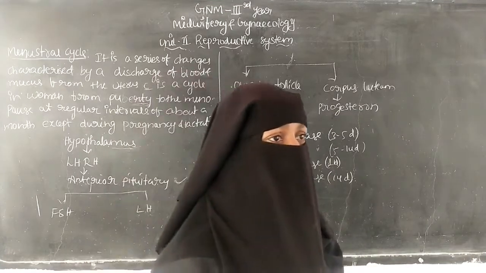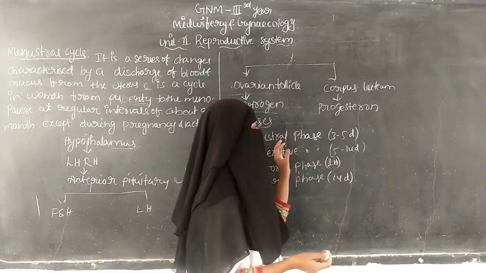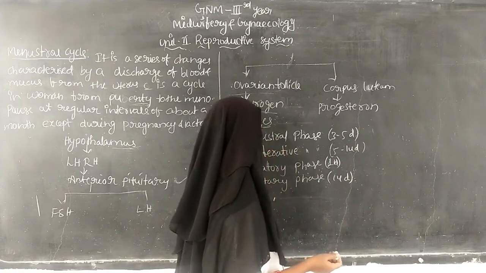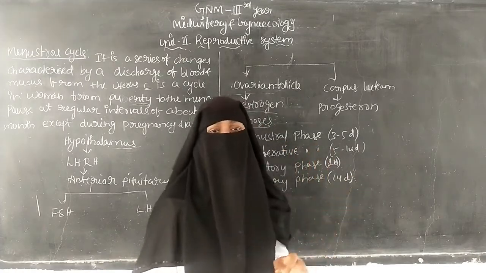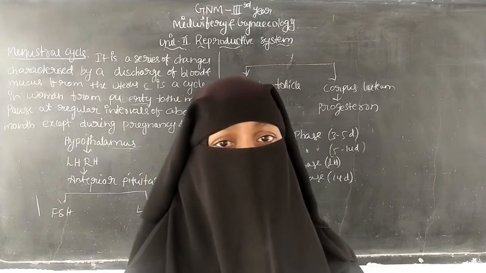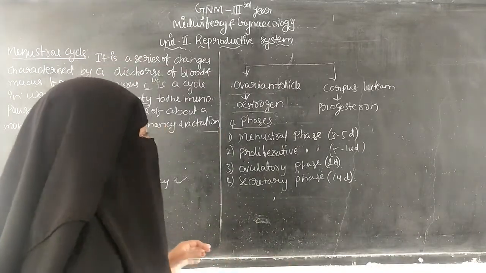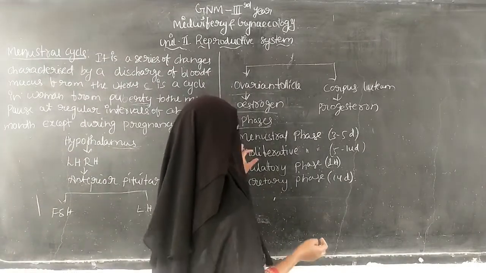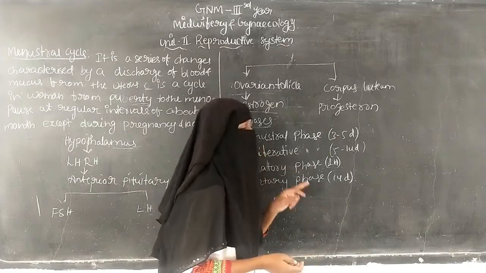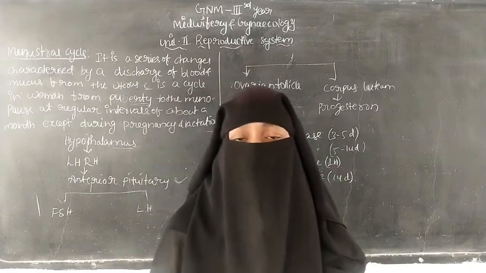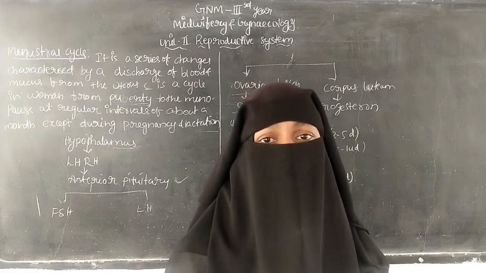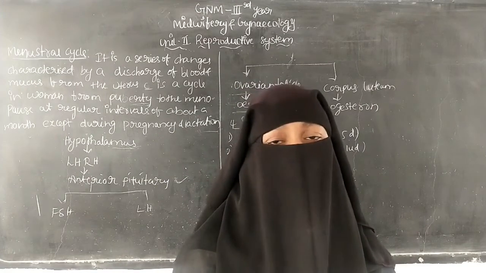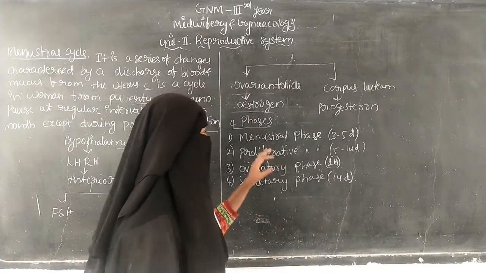So the corpus luteum degenerates and the ovum is not fertilized during the menstrual phase. So the progesterone and estrogen levels decrease, and as a result the endometrium shrinks. So in the menstrual phase, because the estrogen and progesterone levels decrease, the endometrium shrinks.